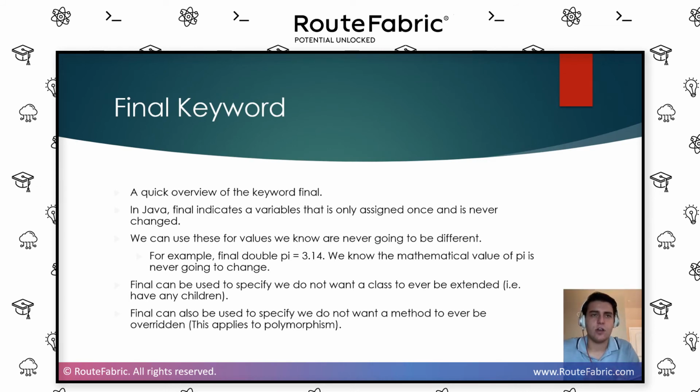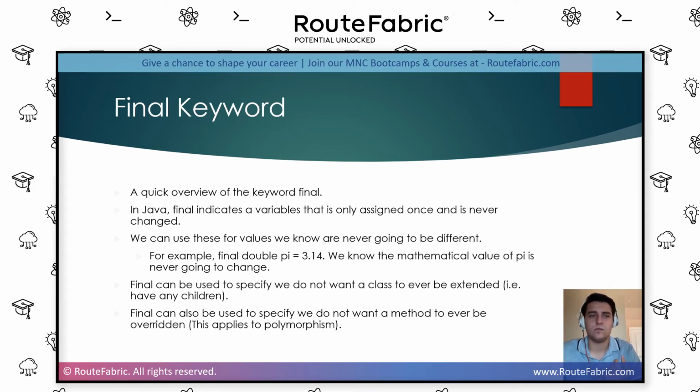All right, so a quick overview of the keyword final. In Java, final indicates a variable that is only assigned once and is never changed. We can use these for values that we know are never going to be different. The final keyword is basically saying to the JVM, hey, this variable is final. It's not going to change ever. Do not allow it to be changed. If it's changed, throw an error, so the user knows, hey, you can't change this.